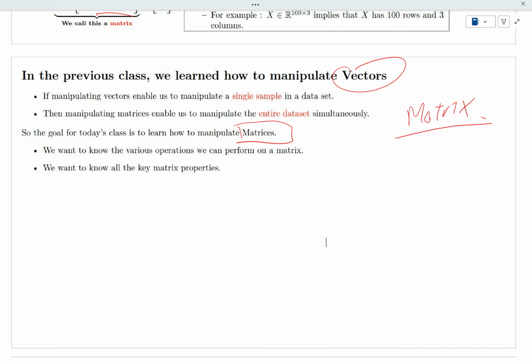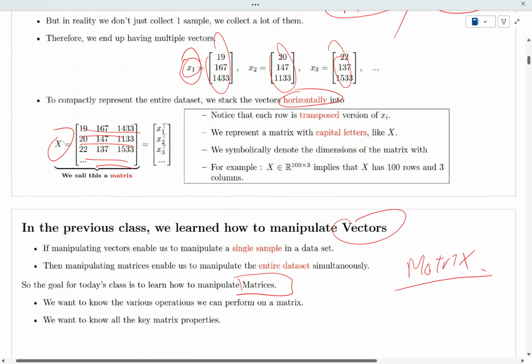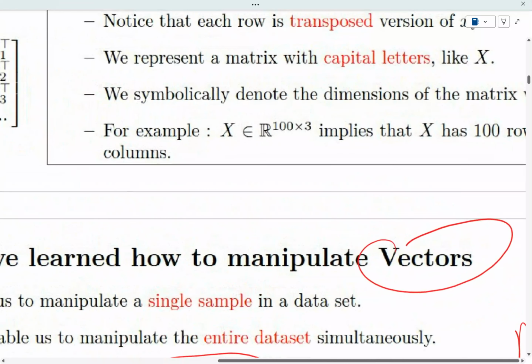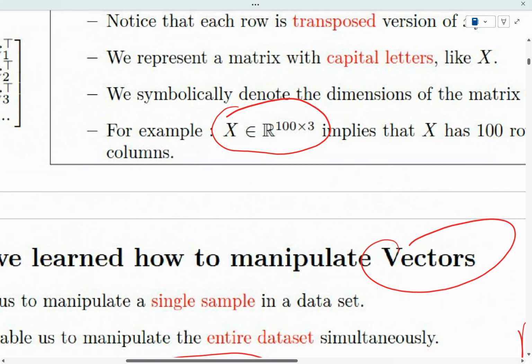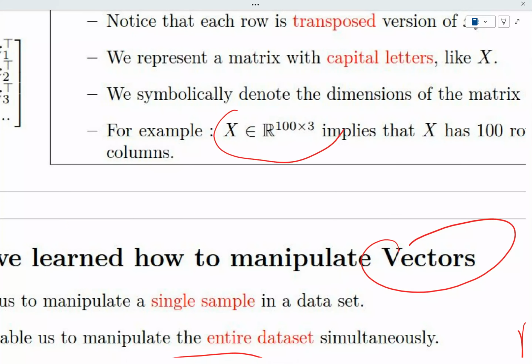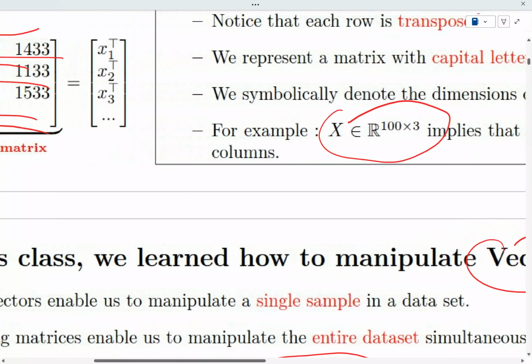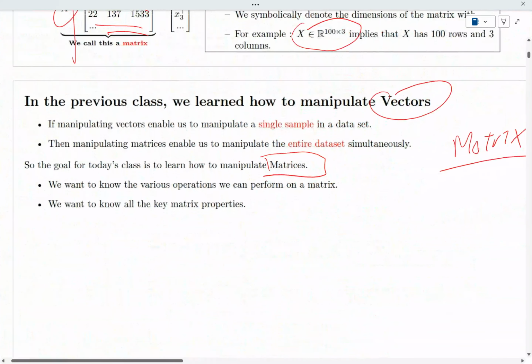And matrices are two-dimensional. They have rows and columns. The way we denote them is, for this matrix, we say we have 100 rows and 3 columns. When you see this notation, it's telling you the size of the matrix. All right, let's get going.